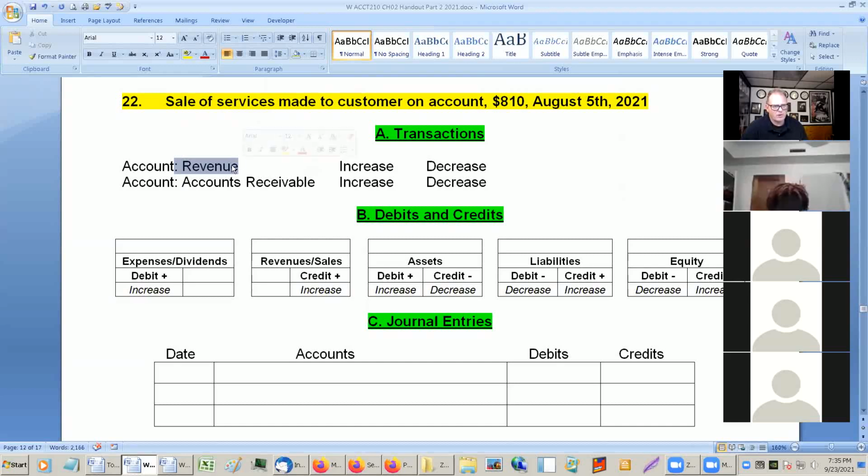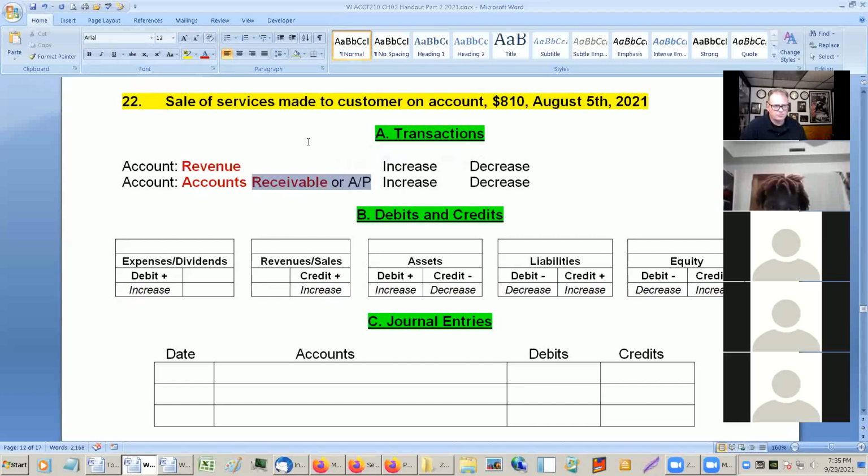And again, revenue. Once we get more familiar with this, whenever we see revenue, we're going to say yippee, because we know exactly what it is. Revenues are always credits.